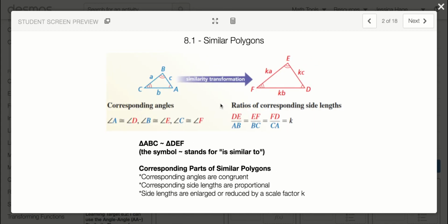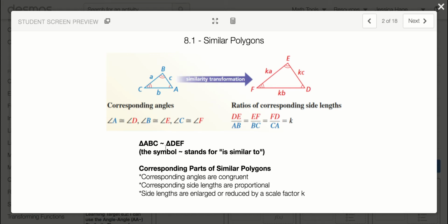Slide 2 is a reference slide about what similar polygons look like, specifically triangles. Corresponding angles are going to be congruent. The corresponding side lengths are going to be proportional. And there's going to be a scale factor that is the same. Okay, remember, a scale factor tells you that a shape is dilated, either enlarged or reduced.